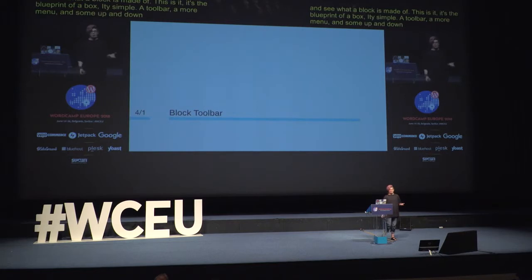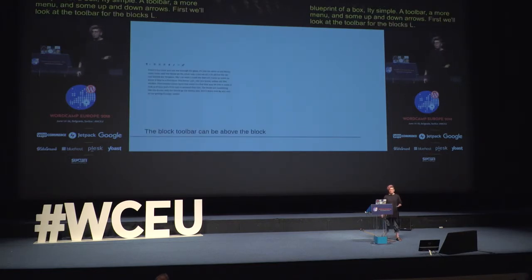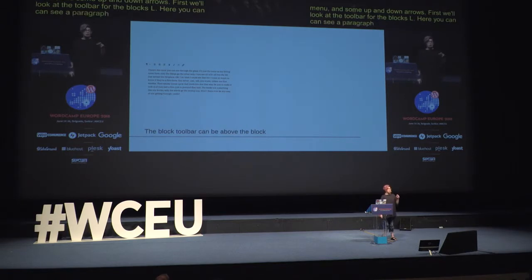First, we're going to look at the toolbar for the blocks itself. Here you can see a paragraph block, and this has the toolbar beside the block. And you can change the position of the sidebar.